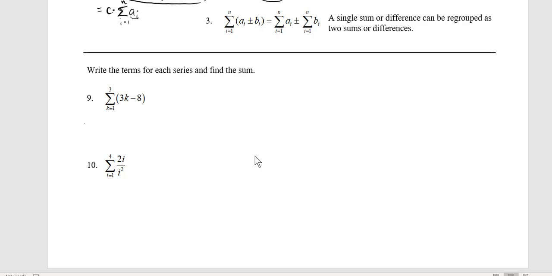Sorry, let me clean my space up here. Let's use some properties. Here's a difference embedded here. We know, according to property 3, we can split this up into the sum of the first piece minus the sum over the second piece.